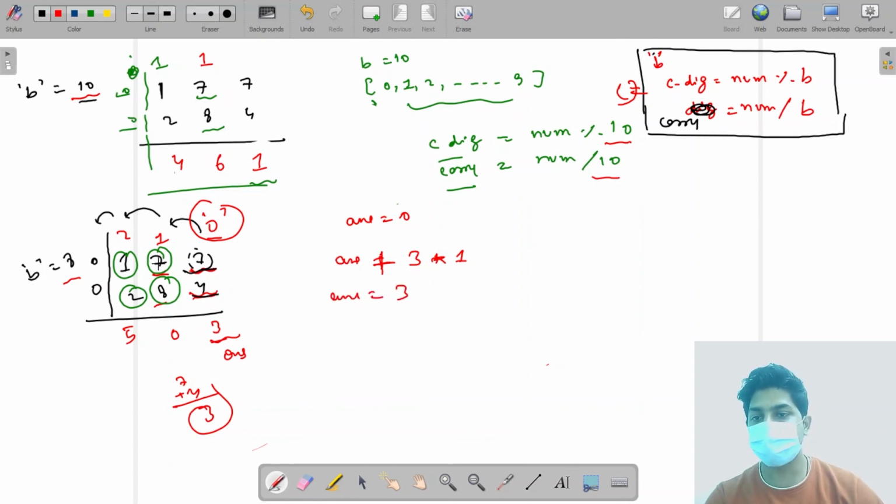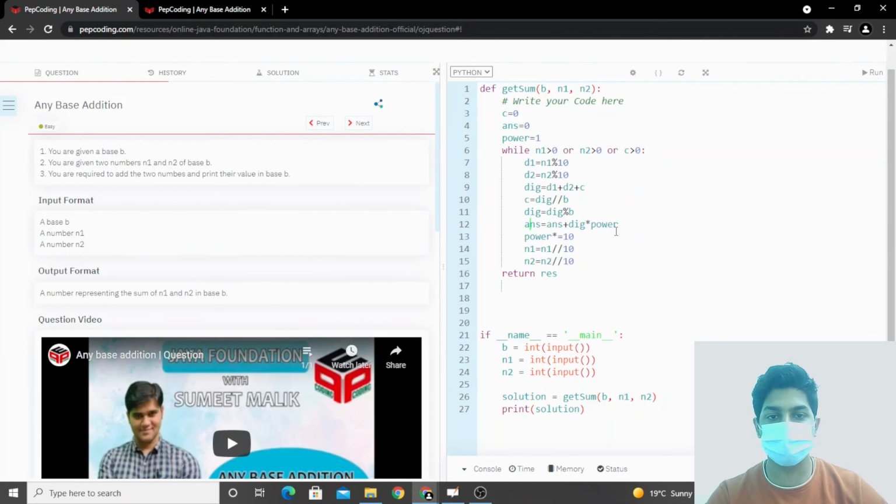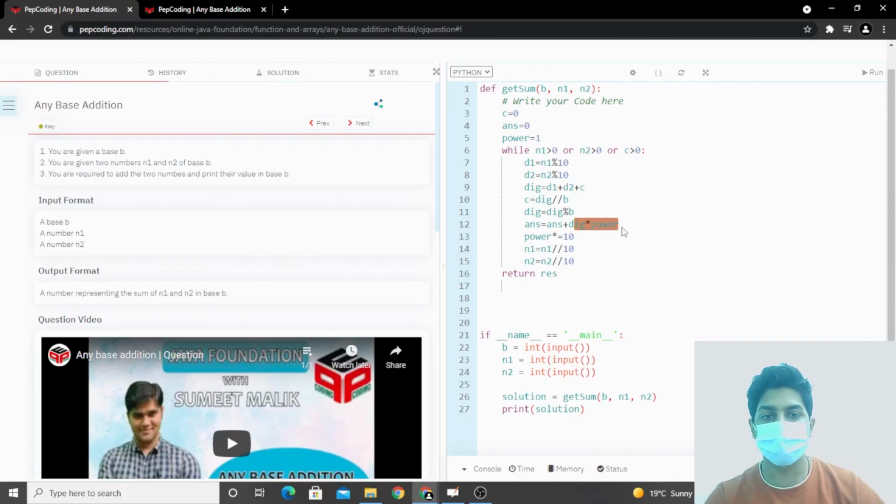Next time I added 7 and 8, I get 0. 0 is at the tens place, so in my answer I add 3 plus 0 at tens place, so my answer will still be 3 only. Next time I get 2 and 2 plus 1 equals 5. 5 is at the 100 place, so I add 3 plus 5 at 100 place, and I get 503. So I am able to get my final answer. Whatever digit is there at whatever place, tens or 100, I am adding it into the answer. This is what I have done over here.